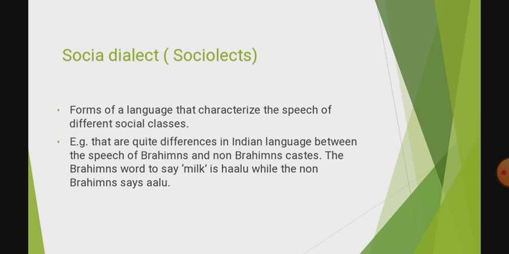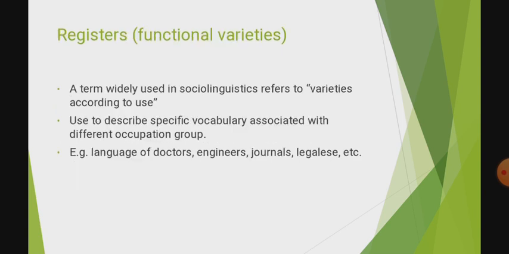So let's move forward. Registers, or functional varieties, a term widely used in sociolinguistics, refers to varieties according to use, used to describe specific vocabulary associated with different occupation groups. In this slide, you learn how language technically changes from one occupation group to another.